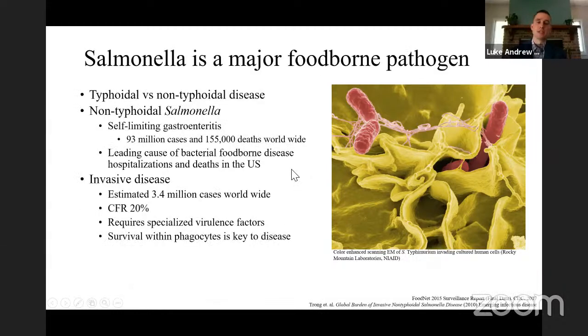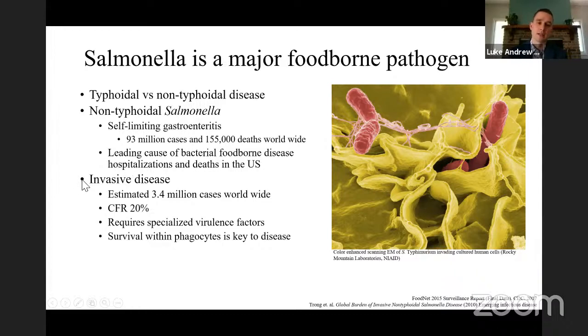So in the Slauch lab, we study Salmonella pathogenesis, and many of you already know that Salmonella is a major foodborne pathogen. Salmonella disease can be broadly thought of as typhoidal versus non-typhoidal disease. In our lab, we study a non-typhoidal Salmonella species. Non-typhoidal Salmonella typically causes a self-limiting gastroenteritis and has been estimated to cause 93 million cases and 150,000 plus deaths worldwide annually. And there's a large disease burden even within the United States. So non-typhoidal Salmonella is the leading cause of bacterial foodborne disease hospitalizations and deaths within the US.